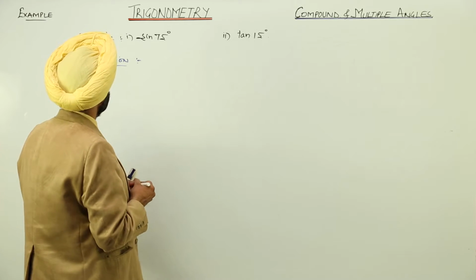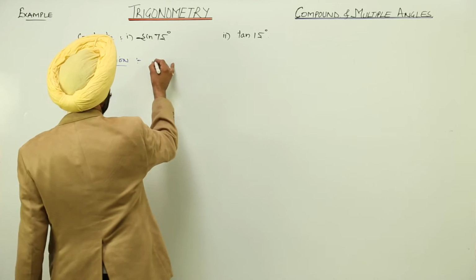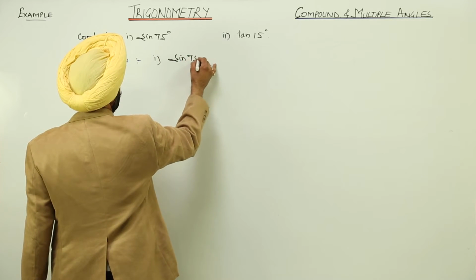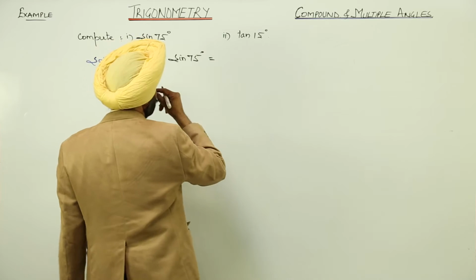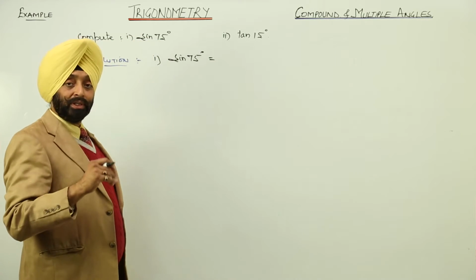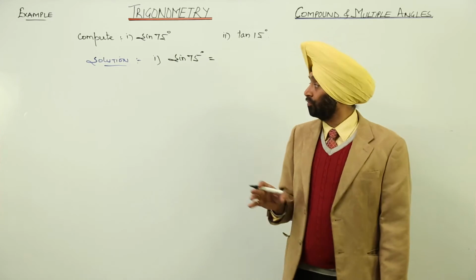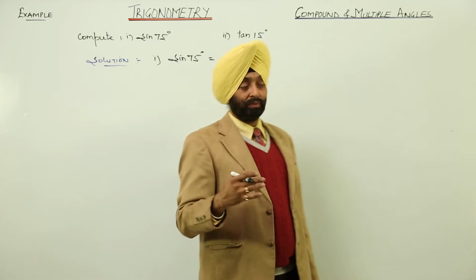Now let us compute. Number 1 is sine 75 degree. Now we are aware about the values for 0 degree, 30 degree, 45 degree, 60 degree and 90 degree. So how to evaluate 75 degree?